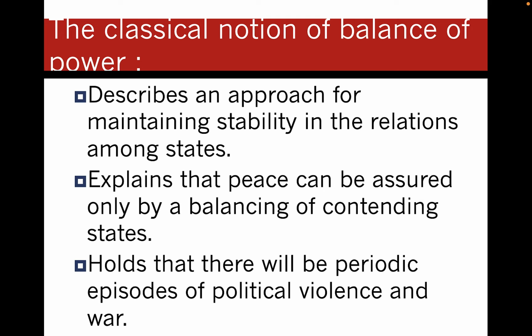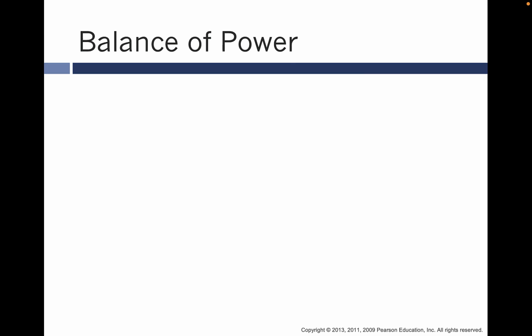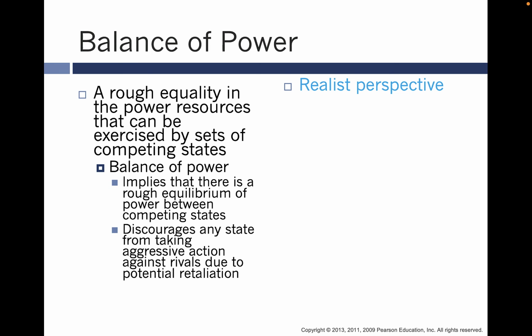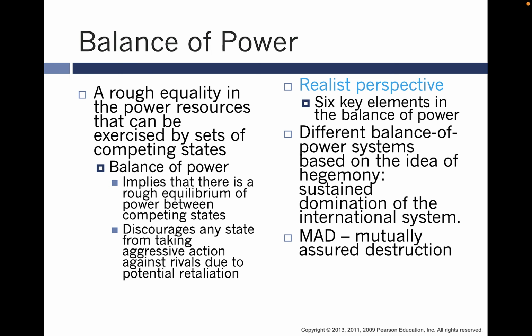This classic notion of balance of power describes an approach for maintaining stability in the relationships among states, and explains that peace can be assured only by a balancing of contending states. And it holds that there will be periodic episodes of war and violence, and we'll look at that in the next chapter. So just a little bit more of the balance of power, and a look at it.